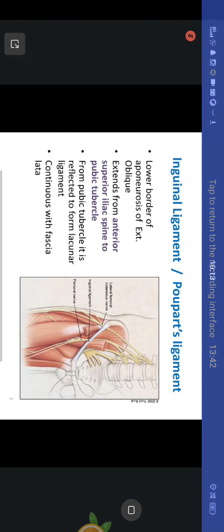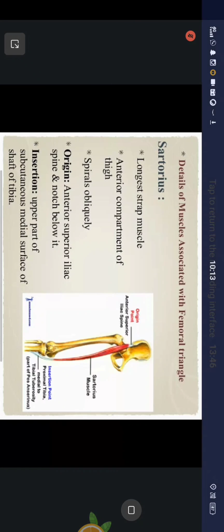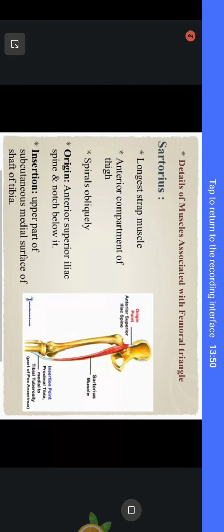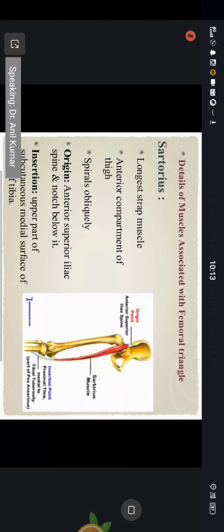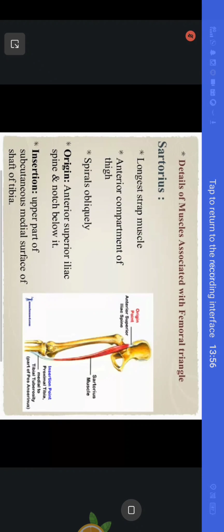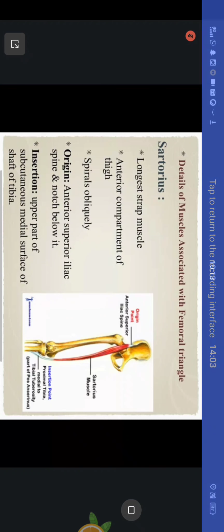So, after the inguinal ligament, coming to the muscles, sartorius. This sartorius is a strap muscle, the longest muscle and a strap muscle. And the sartorius is seen in the anterior compartment of the thigh.